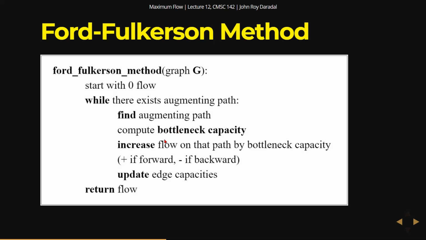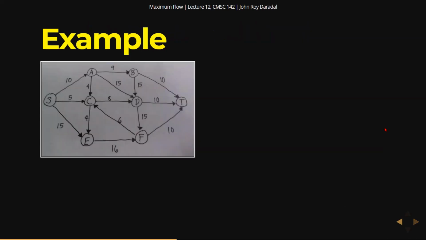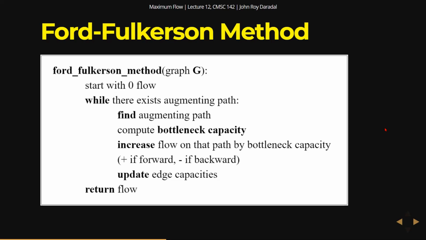And then after finding that out, you'll increase the flow on that path using the bottleneck capacity. So you add the flow if it's a forward edge, and you subtract the flow if it's a backward edge. So you'll update the edge capacities and keep on doing this until there are no more augmenting paths. Okay, so that will give you the maximum flow afterwards. So that's the Ford-Fulkerson method. Now we won't be doing an analysis for this one since it's only a method and not an algorithm, so we don't actually know how to find the augmenting path.